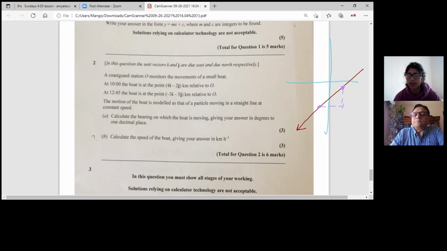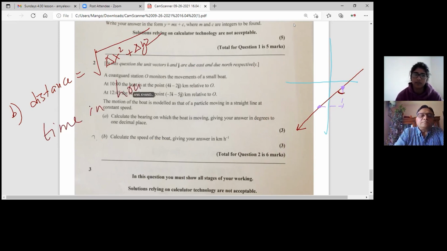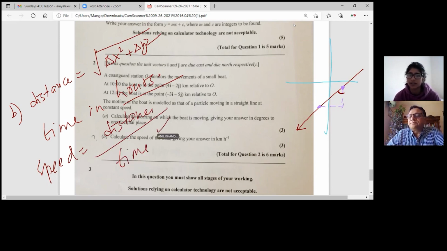Because I know with vectors the distance formula, I've already got 2 coordinate points, so just sub them in and start by calculating the distance of AB. Square root that, and we have our distance, but then our time was between 10 o'clock and 12:45. We have to make sure it's in hours because the units say kilometers per hour. Then we do speed equals distance over time, and you get your speed of the boat in the correct units.